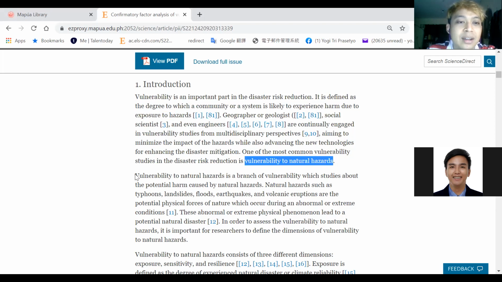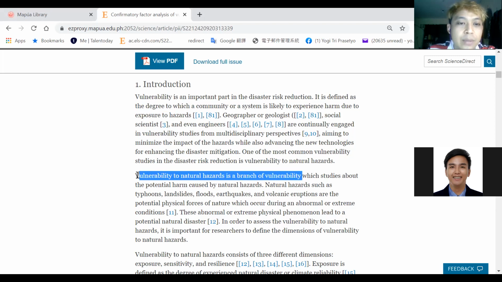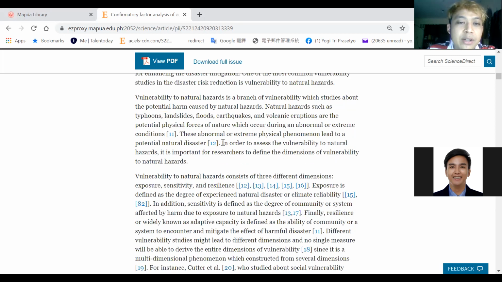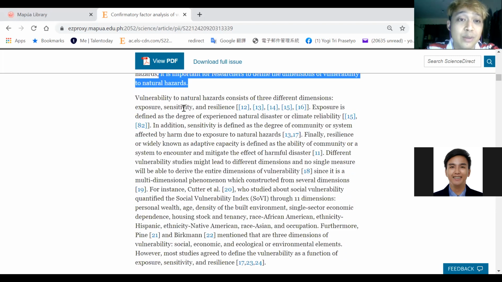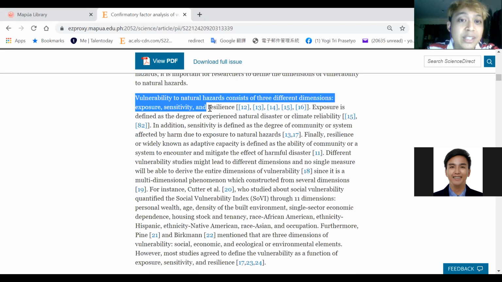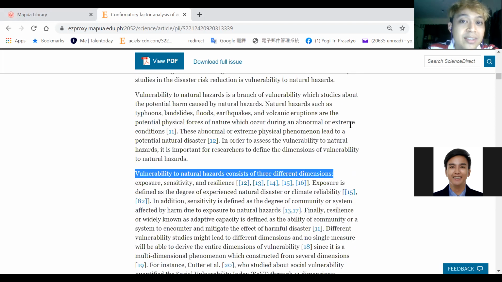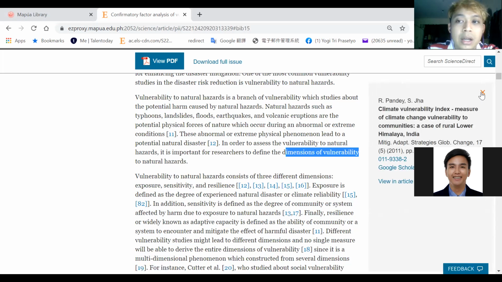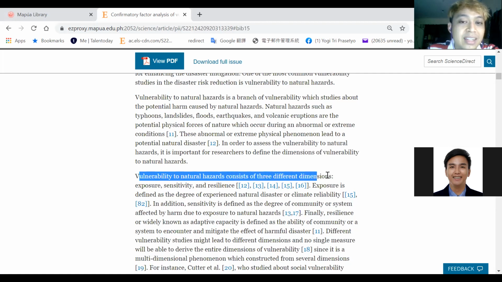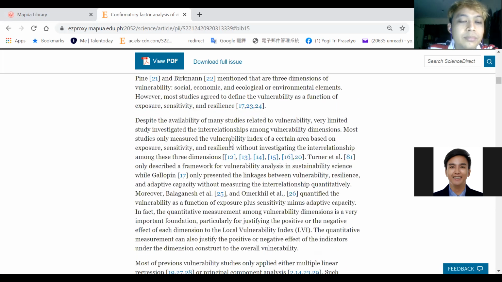Look at the second one. Vulnerability to natural hazards is a potential vulnerability, and so on. In order to do this, it is important for researchers to define the dimensions of vulnerability to natural hazards. Then what will I talk about in the next paragraph? Vulnerability to natural hazards consists of 3 different dimensions. I would like to guide you to the dimensions of vulnerability. Then we go to these 3 different dimensions.